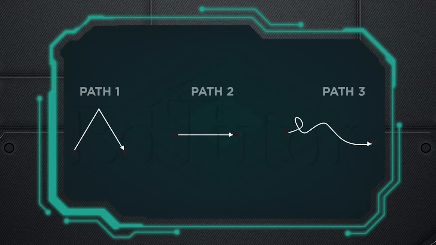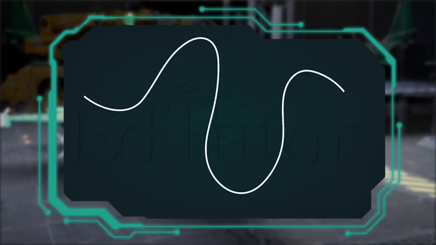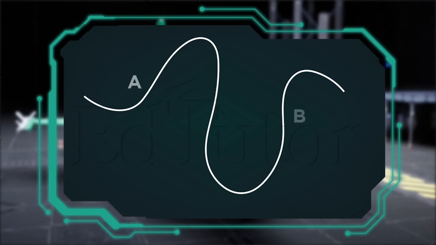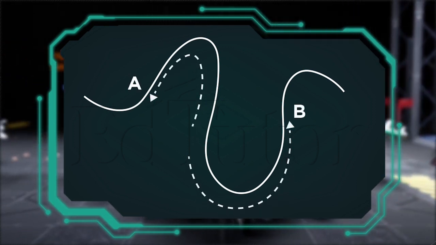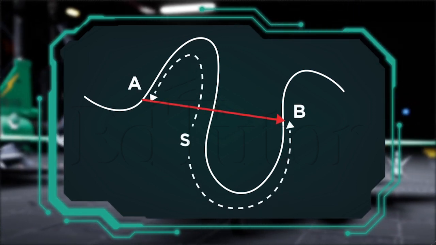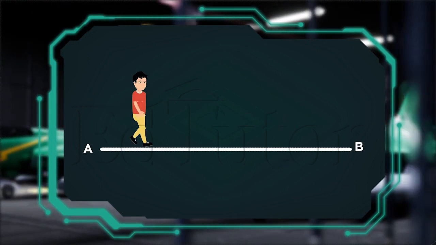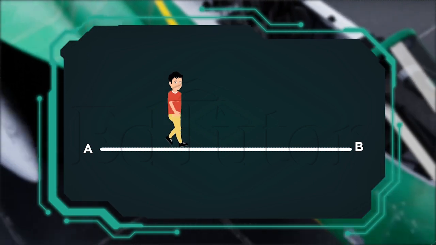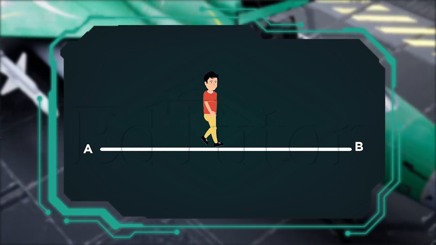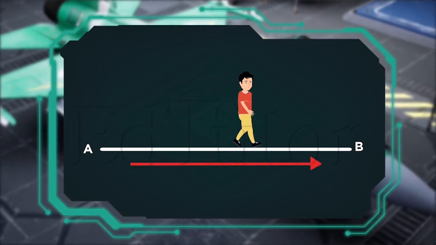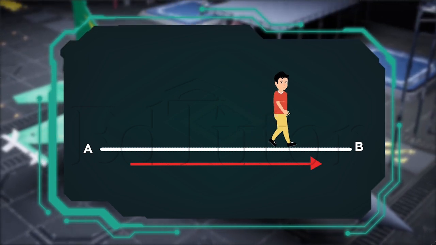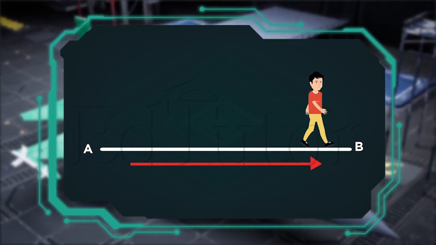You can take different paths starting from point A to point B. Let's say you start from point A and move all along the curve to point B. This is the distance from A to B. The dotted curved path in the diagram shows distance. But you can also directly go from point A to point B in a short straight path. This is the displacement. It is shown with the red arrow directed from A to B.